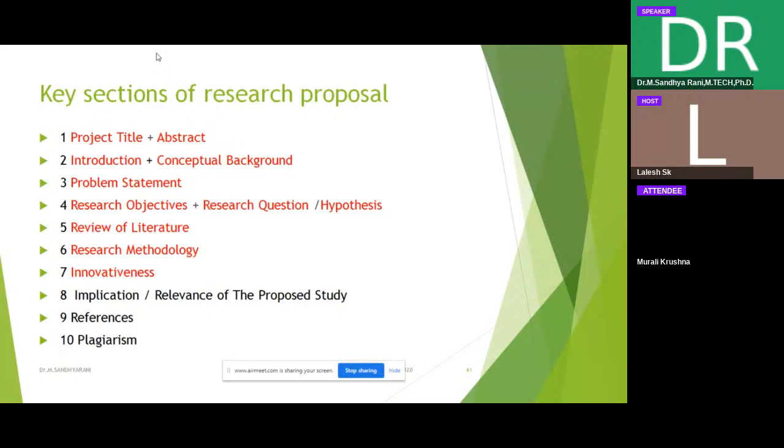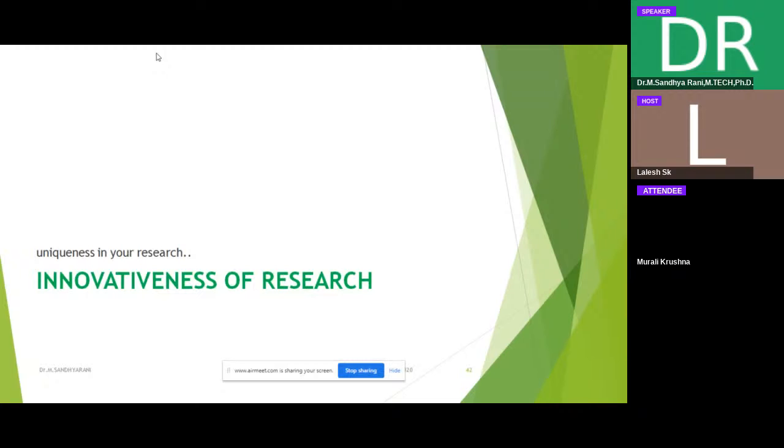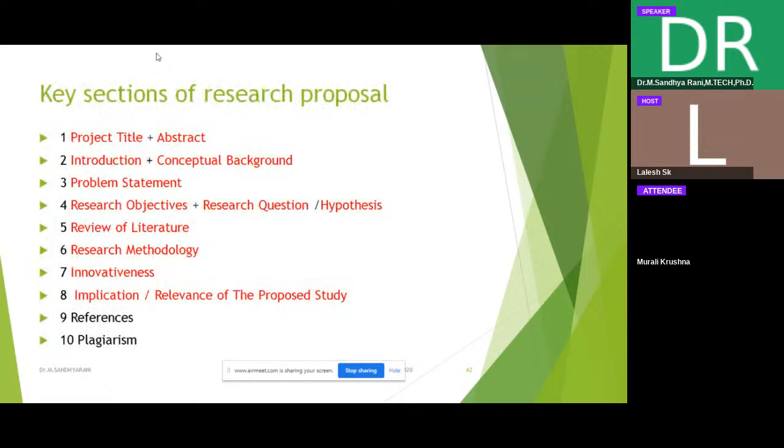Now, a very important point is that a research paper should be very unique and innovative in nature. Innovativeness of research. Something new you should write in your research paper, and that makes a research paper very unique. Once you know the new things in your research paper, you should know the implications of a research paper.